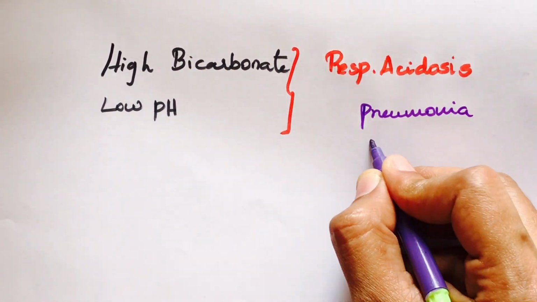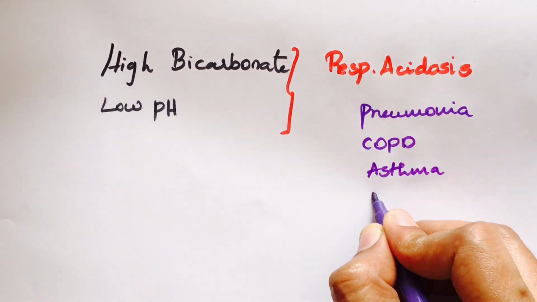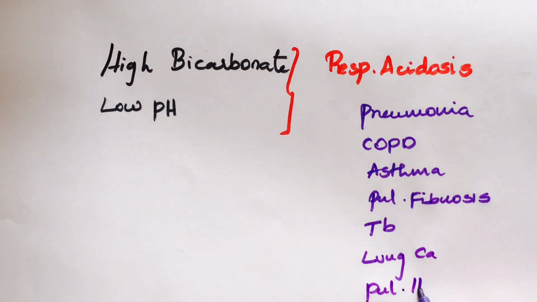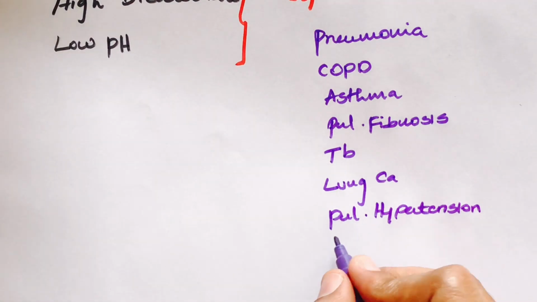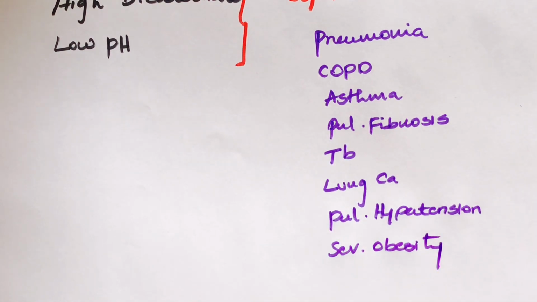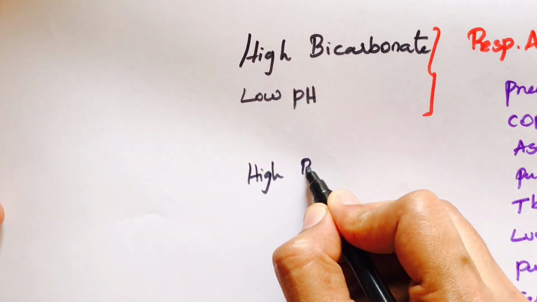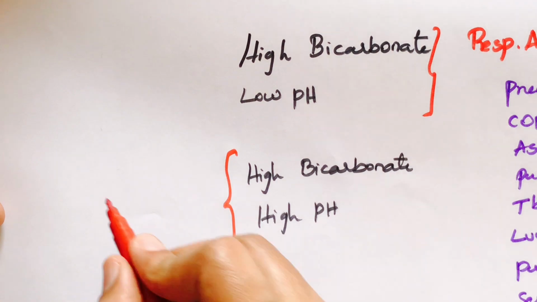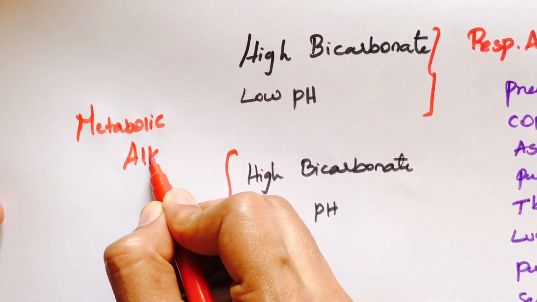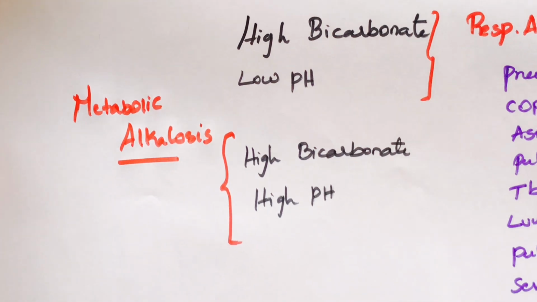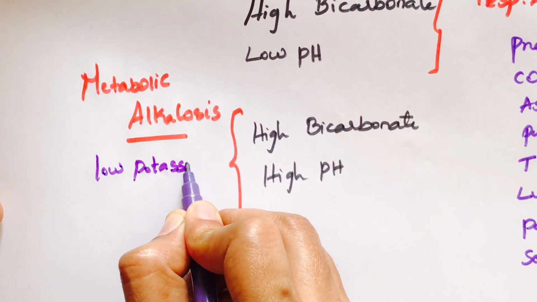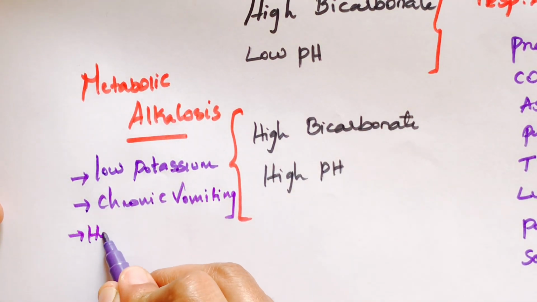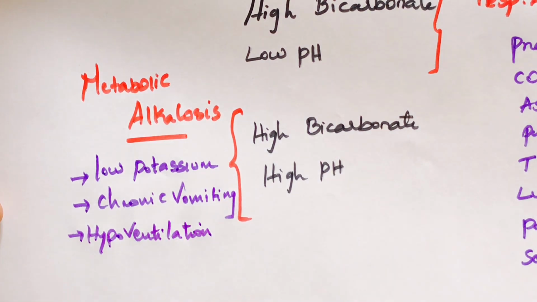The causes are mainly the lung disorders: pneumonia, COPD, asthma, pulmonary fibrosis, tuberculosis, lung carcinoma, pulmonary hypertension, and obesity. And here, when the bicarbonate level is high with high pH, the condition is metabolic alkalosis. And the causes are low potassium, chronic vomiting, and hypoventilation.